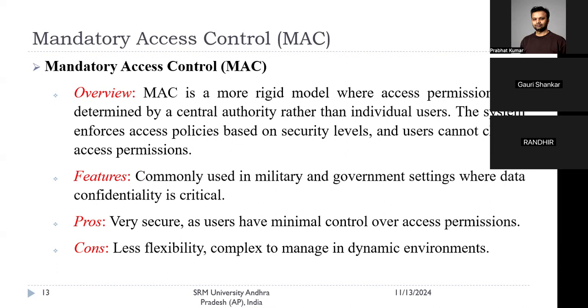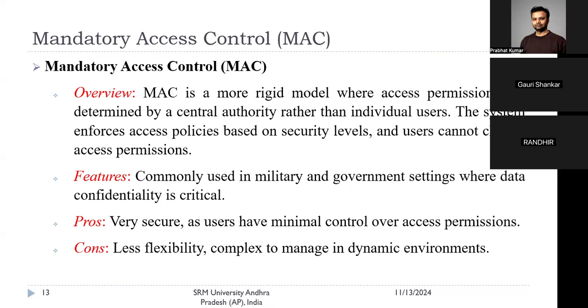Suppose in one organization, one chairman is there, then he will come in label 4. So with label 4, he can access all the resources, as well as label 3 and 1. So he will have all this below-level access. But a below label cannot access the top-level secret information. So this label is decided by the central authority. Basically, it is used in government services and the military, where data is very sensitive and confidential.